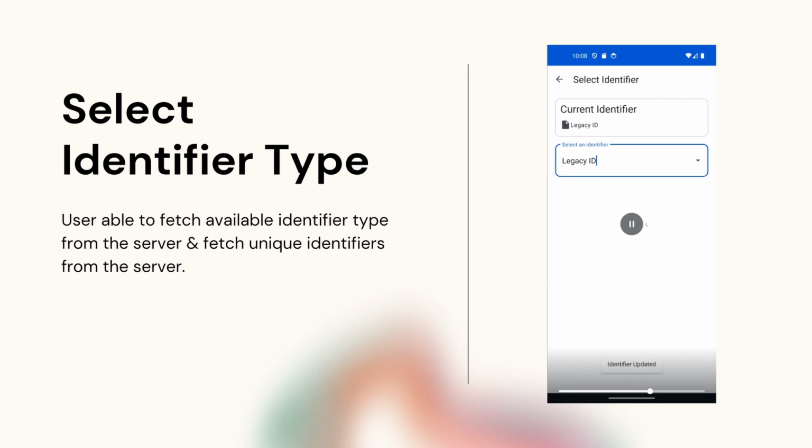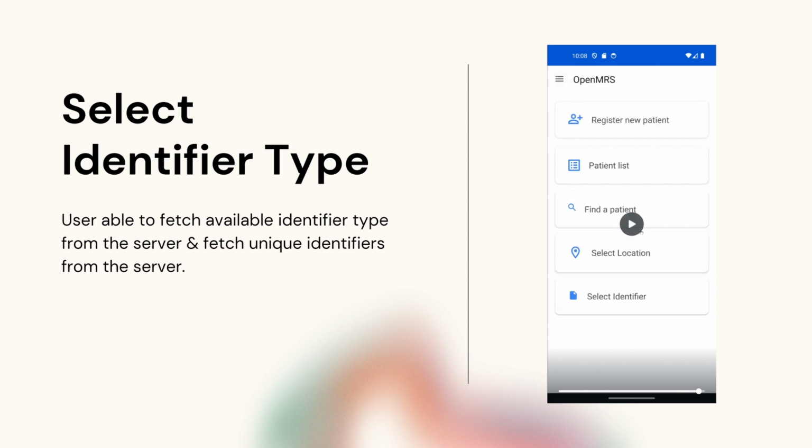When a user selects the legacy ID and it is connected to the server, the application fetches about 100 unique identifiers for that identifier type. Here the application has fetched 100 unique identifiers for the legacy ID, and whenever a user registers a new patient offline, then that unique identifier is attached to the patient resource.